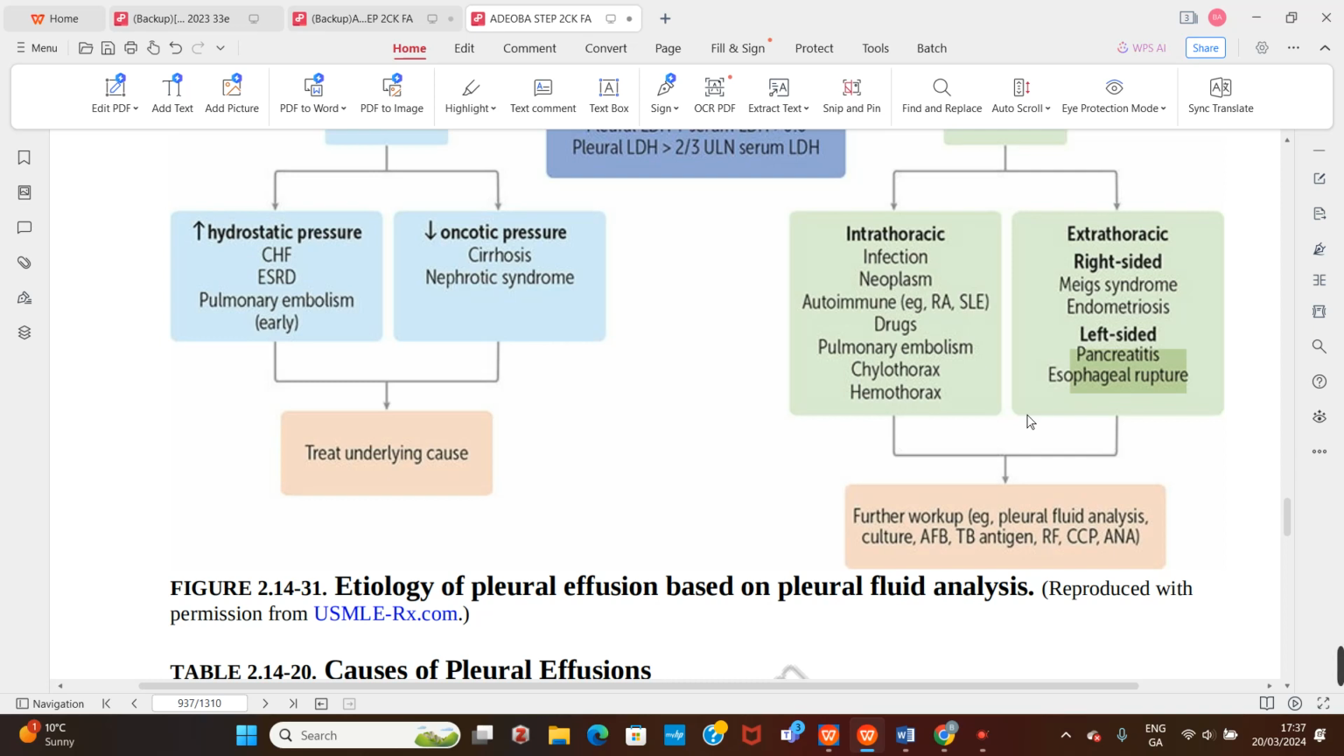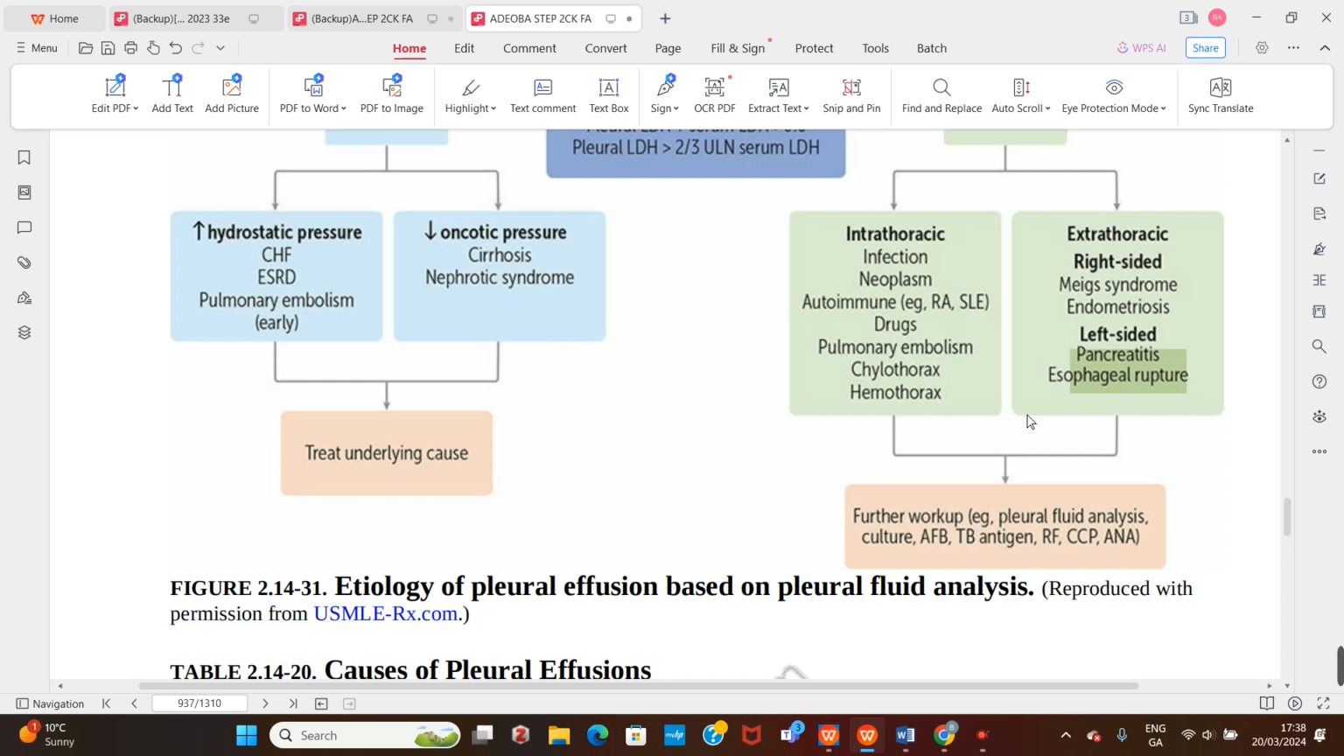For your biochemical, you want to check the level of the glucose, the level of the protein, and the pH, because they are going to give you an idea of what you are working with. For the cytological, you want to look at the cells that are present there. Are they malignant cells? That can help you for malignancy. You want to do rheumatologic workup.